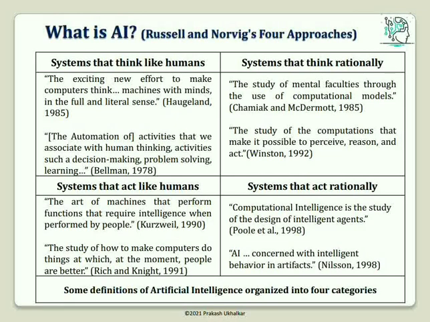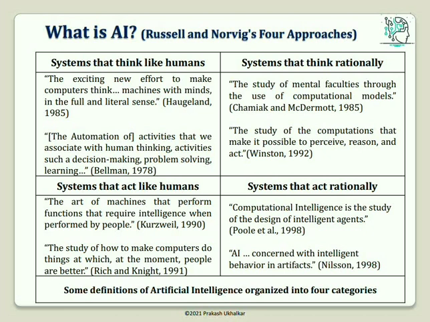First approach, systems that think like humans. According to Haugeland 1985, AI is the exciting new effort to make computers think. Machines with minds in the full and literal sense. While Bellman in 1978 defined AI as the automation of activities that we associate with human thinking, activities such as decision making, problem solving, learning. Second approach, systems that think rationally.